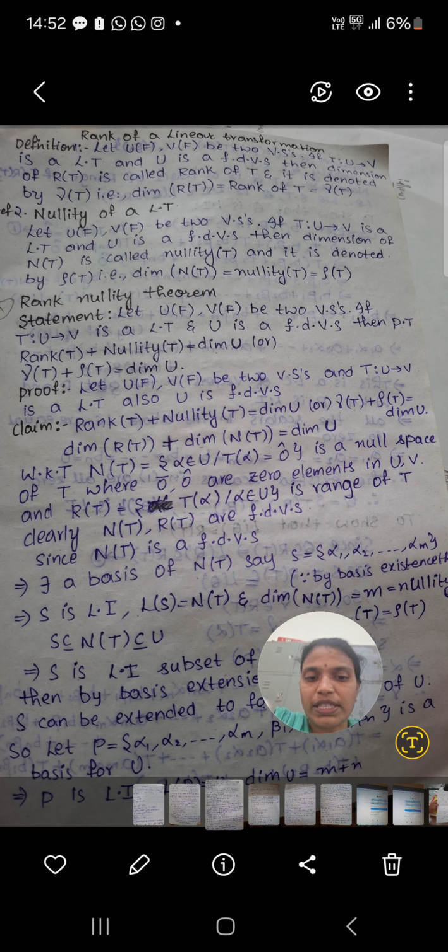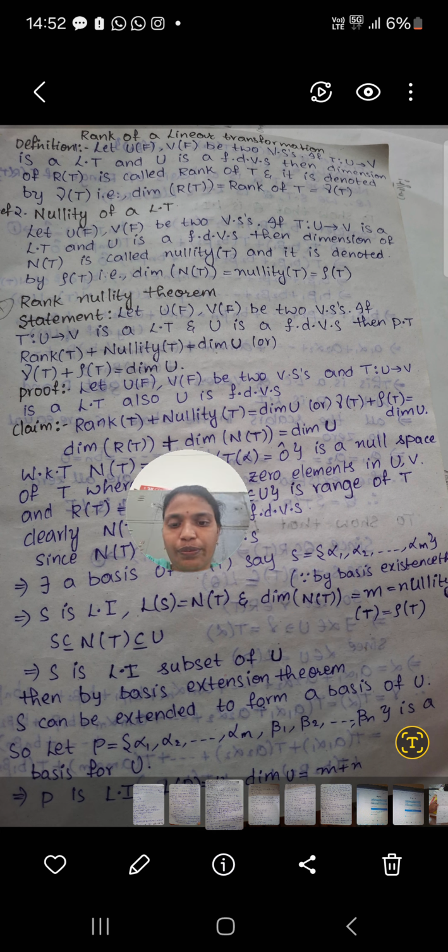Since S is a basis, S must be a subset of N of T. N of T is a subspace of U, so N of T is a subset of U also. S is a linearly independent subset of U. Then by the basis extension theorem, S can be extended to form a basis of U. S can be extended to form a basis, that is P. P contains alpha 1, alpha 2 and so on alpha m, beta 1, beta 2 and so on beta n. P is a basis for U.